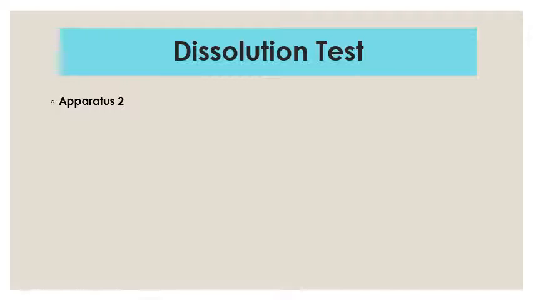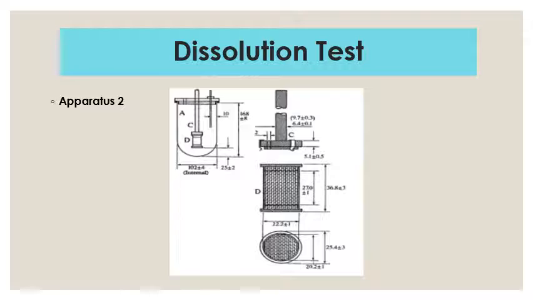Now we will see the dissolution test apparatus 2. It is the same assembly as apparatus 1, except that the stirring element, the paddle, is replaced by a basket. There is no paddle; the paddle in apparatus 1 is replaced by the basket. In this second apparatus, everything else is the same as apparatus 1.